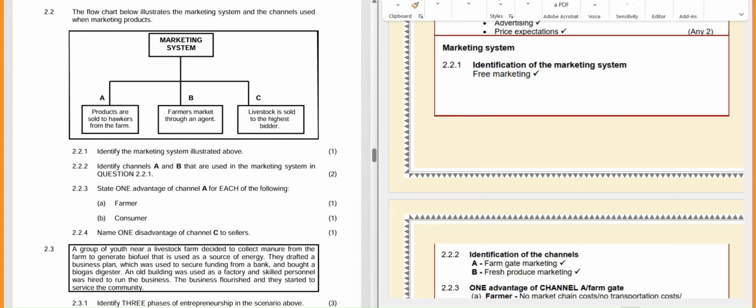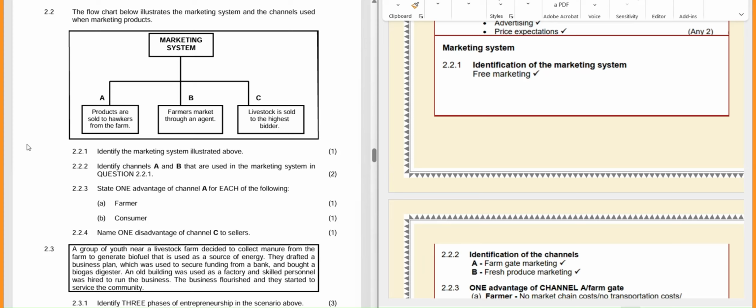As we can see, we have farm gate here, here we have fresh produce market, and here we have stock sales. These are the marketing channels for the free marketing system. That means the marketing system here is the free marketing system, because it is the one that has these three channels. 2.2.1, identify the marketing system illustrated above. That's the free marketing system.